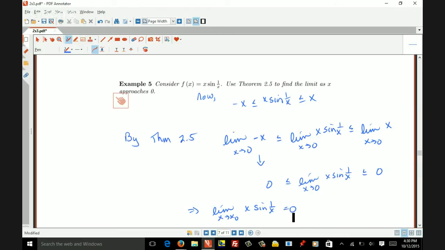Is that by the squeeze theorem? By the squeeze theorem. That's 2.5. Yeah, 2.5 is the squeeze theorem. It's more widely known as being 2.5. I don't know why. They've named most of them, but they didn't name that one.